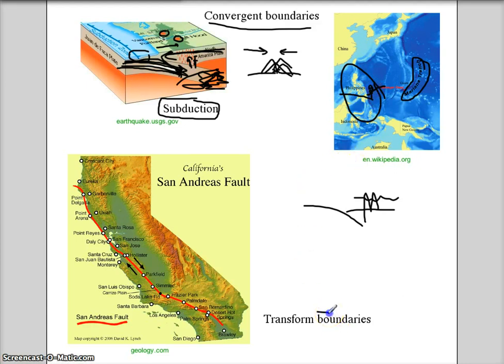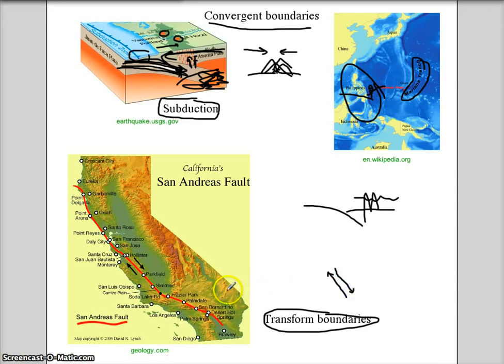Okay, we also have transform boundaries. Now transform boundaries, well, the divergent boundaries went away from each other. The convergent boundaries went toward each other. The transform boundaries are going to go in opposite directions and scrape each other.